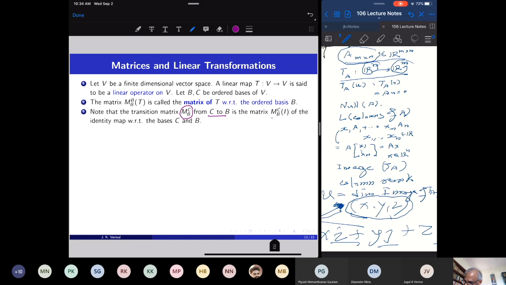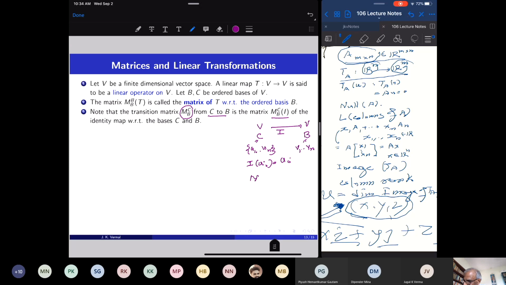MCB is really the matrix of the identity map from V to V. Take the basis C here and the basis B here: same vector space, two different bases. Now apply the identity linear transformation. Suppose C was u1, ..., un, and B is v1, ..., vn. The identity map will take ui to ui.